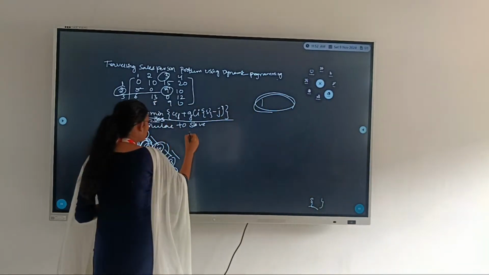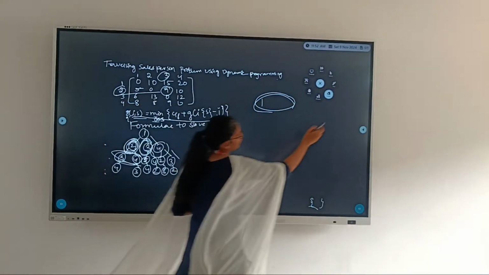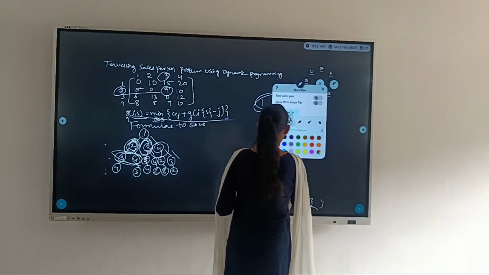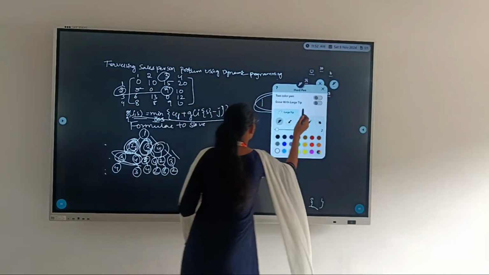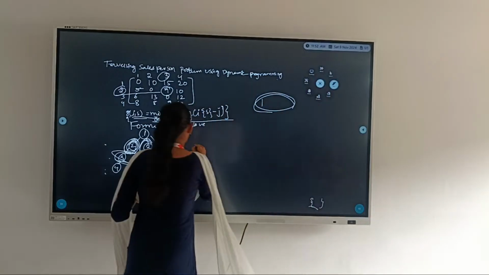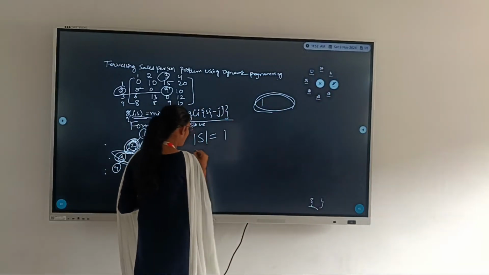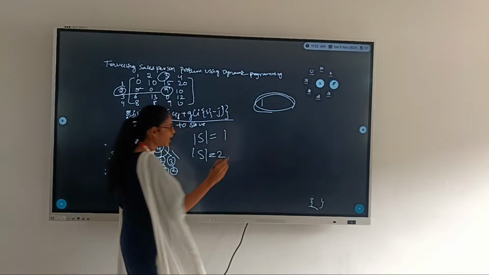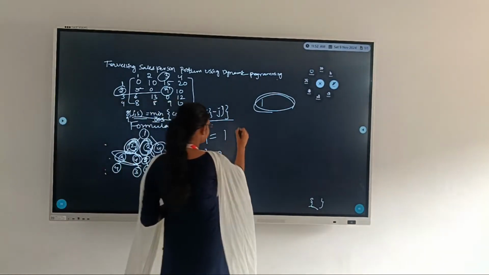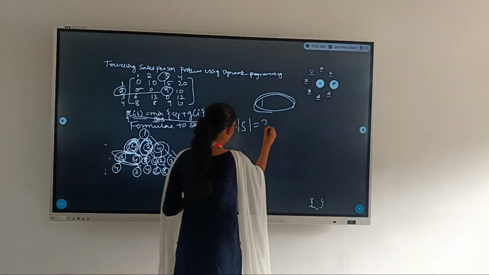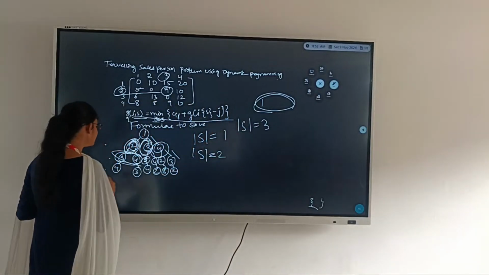And like that you should solve mod s is equal to 1 and mod s is equal to 2. Now we are going to solve mod s is equal to 3. Mod s is equal to 3 means 3 children.